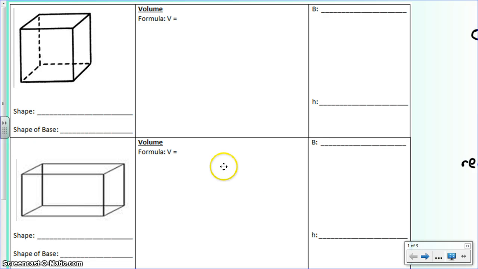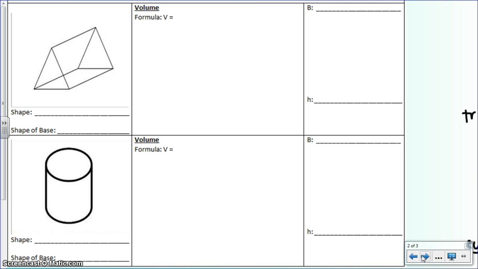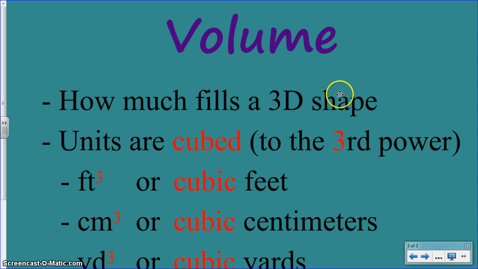Hi guys, welcome back. We're going to do some video notes on volume today. So you should have these in your notes. We're actually going to flip through really quick and go past this page, to your blank page, and this is what you're going to write.